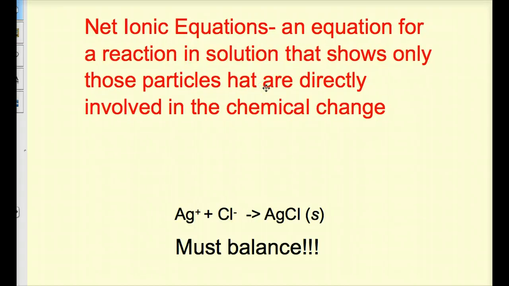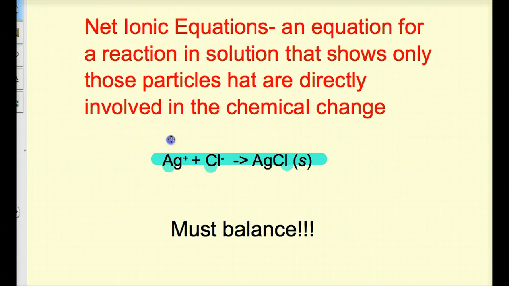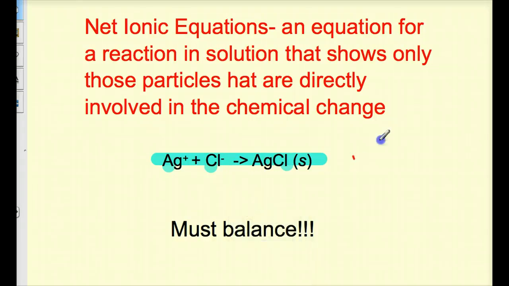Our definition of net ionic equation is here. However, all I really want you to know is your net ionic equation is this right here. I took my ion and showed what kind of precipitate was formed. And just like with anything, we must balance. I have 1 Ag, 1 Cl, 1 Ag, 1 Cl. So this equation is actually already balanced for you.